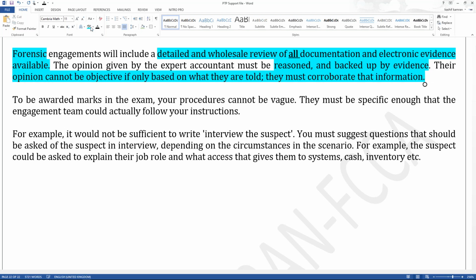So is everyone clear on the scope of forensic investigation? So should you look into every document, or should you just rely on the management? You should corroborate the management. You should investigate the management because you're conducting a forensic investigation, right?